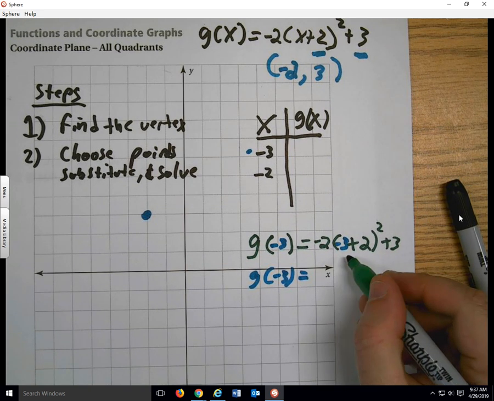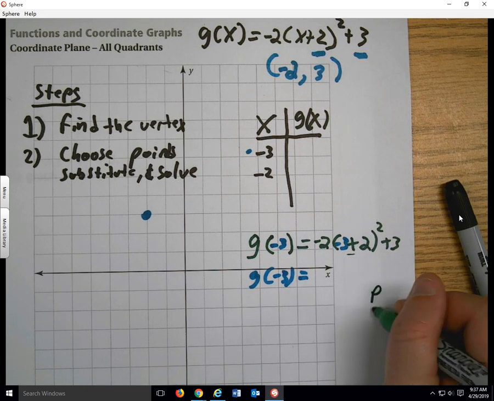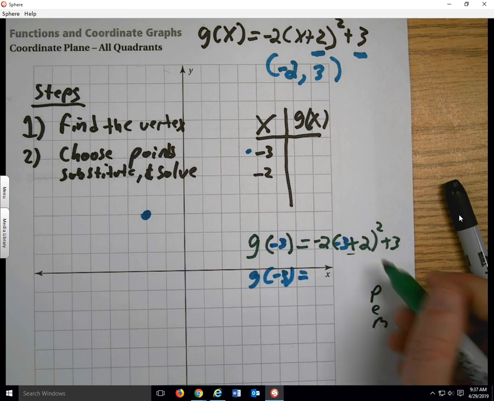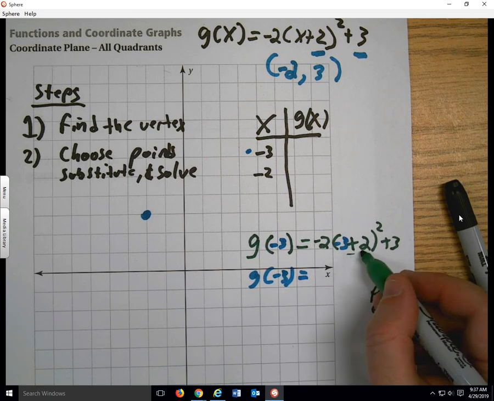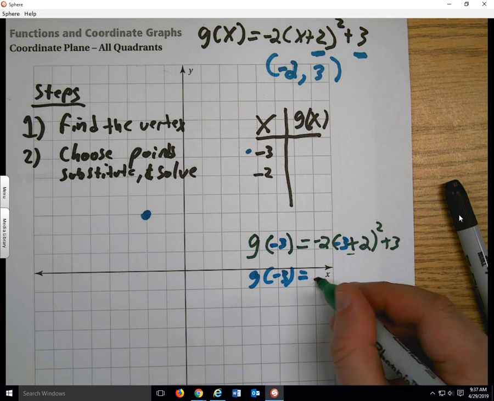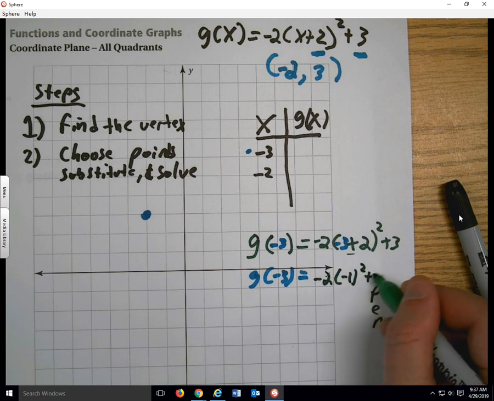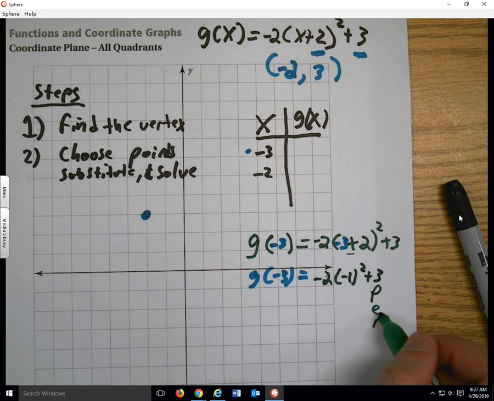So we do the order of operations, PEMDAS. Parentheses always go first. PEMDAS: parentheses, exponents, multiplying and dividing. So -3 plus 2 would be -1. Everything else just brings down. After parentheses, we do exponents. A -1 squared is just a 1.